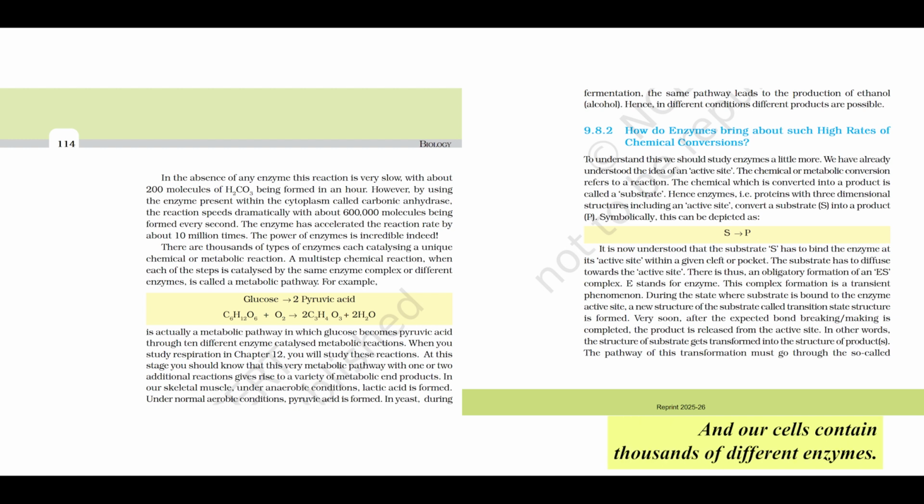And our cells contain thousands of different enzymes, each specialized for a particular reaction or a small set of related reactions. Often reactions occur in sequences, where the product of one enzyme becomes the substrate for the next. Such a sequence of enzyme-catalyzed steps is called a metabolic pathway. Metabolic pathway, like a production line. Exactly like a biological production line.